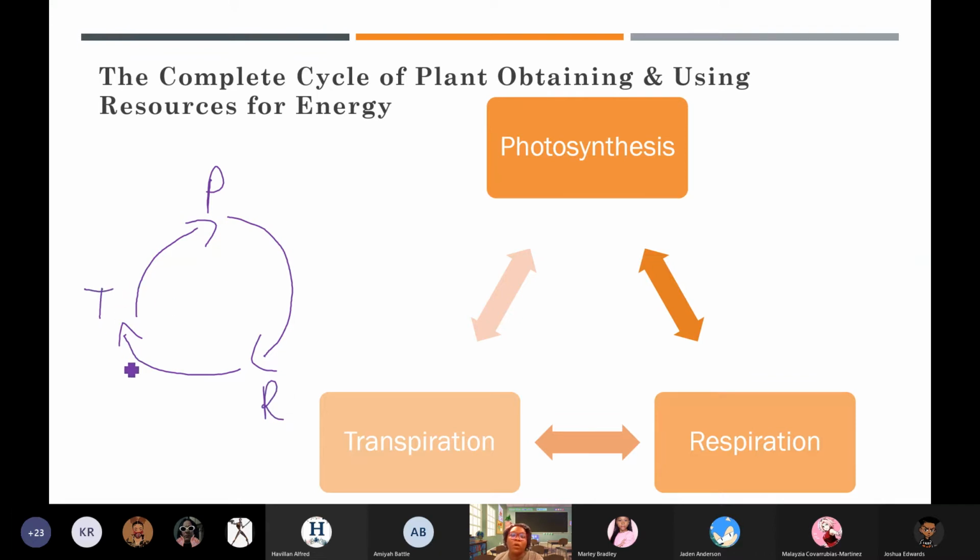Now, let's put them in order of which one happens first. Which one must happen first in order for the others to occur? Would anyone like to unmute and take a guess? Transpiration. Very good. Transpiration is step 1. That would mean photosynthesis is step 2, and respiration is the 3rd step in our process. Please take some time to finish drawing this chart. We'll be going on to our last page today in a moment.